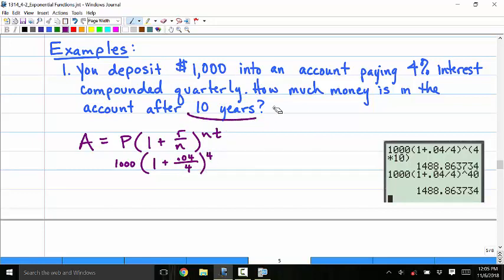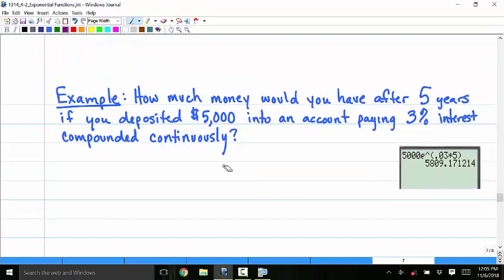And I want the amount after 10 years, so time is 10. And it says how much money? That's the amount at the end, right? That's your A. That part is easy for students to do. I usually see it. Nope, I don't see it now.